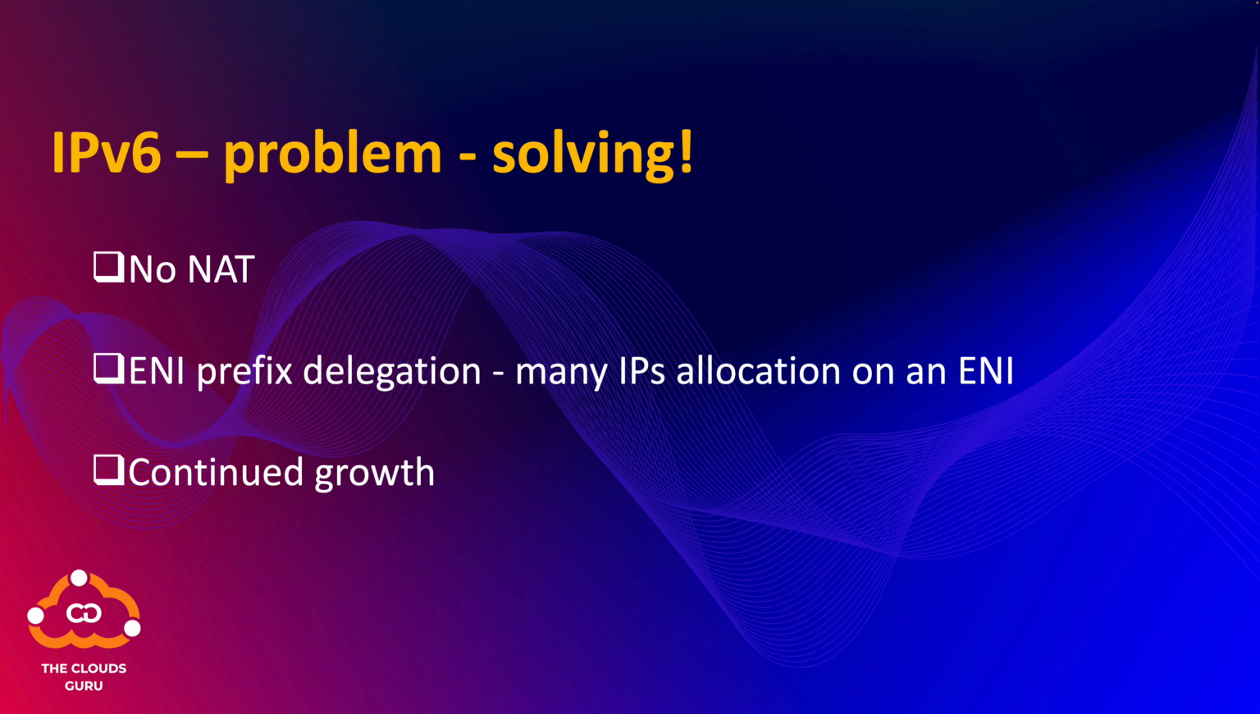No network address translation, in short NAT, is needed. AWS introduced Elastic Network Interfaces prefix delegation. Customers can assign a private IPv6 CIDR range, either automatically or manually, to their network interfaces. By assigning prefixes, you scale and simplify the management of applications, including container and networking applications that require multiple IP addresses on an instance. IPv6 helps us continue growth.